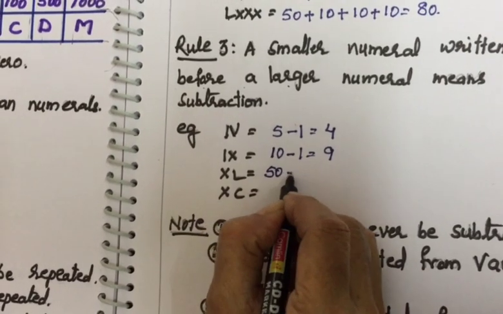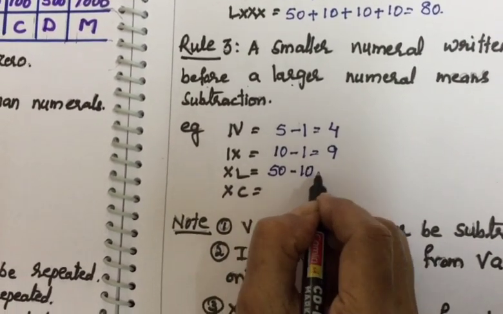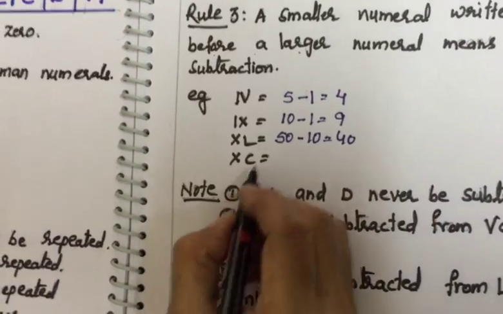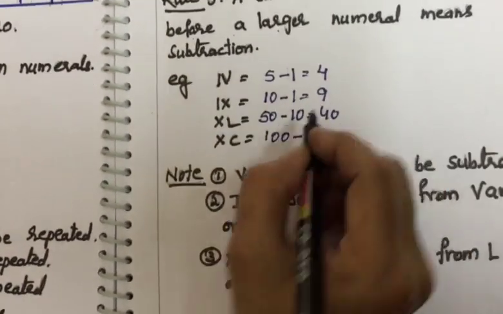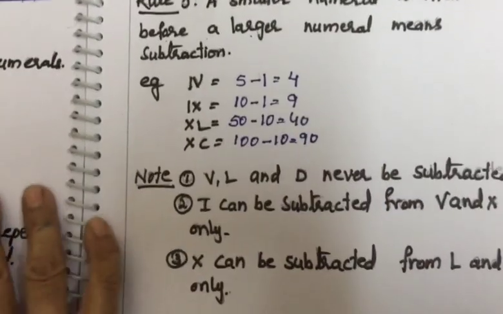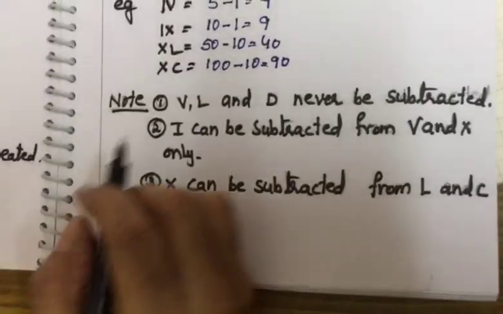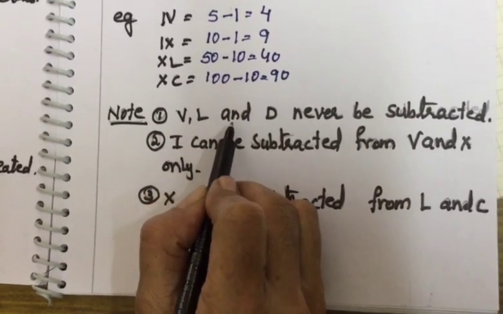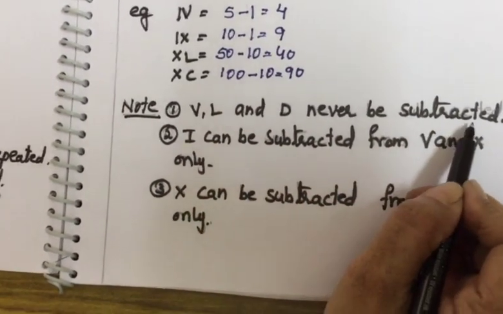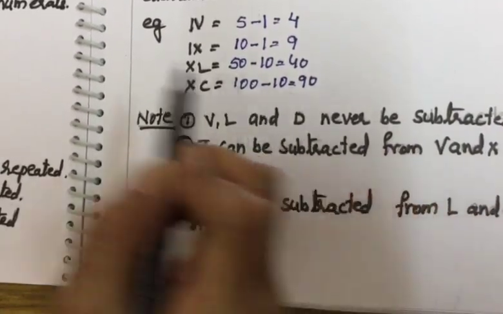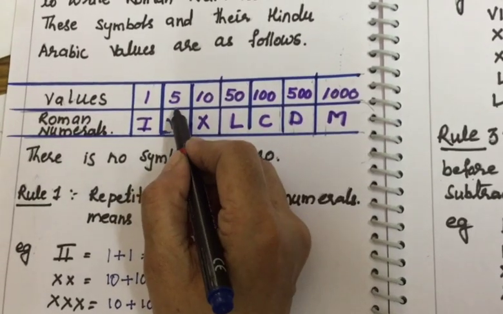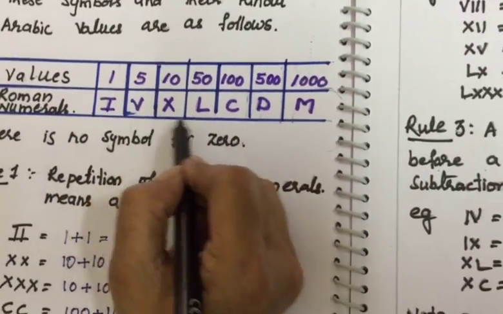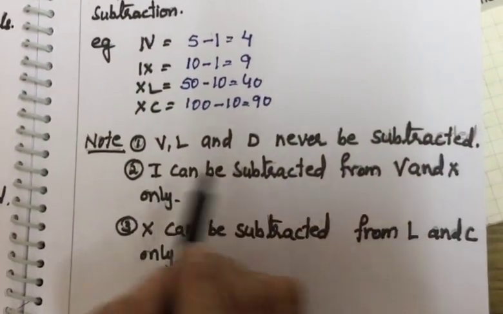50 minus 10 is equal to 40. And 100 minus 10 is equal to 90. Now one more note is there here, children. B, L and D are never subtracted. That means B, L, D, here also 5, 50, 500. These numbers are never subtracted from any letter.